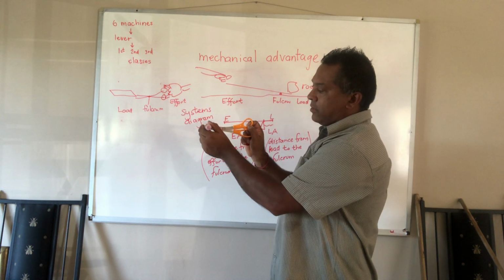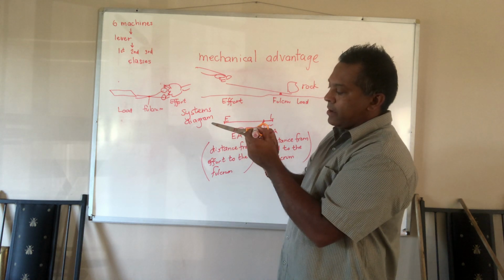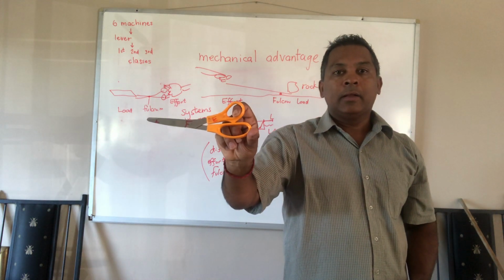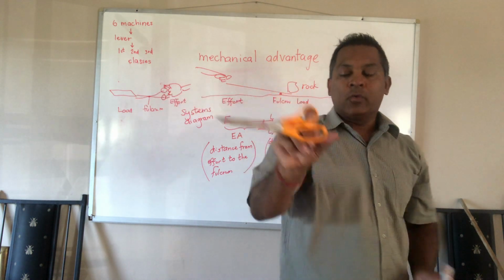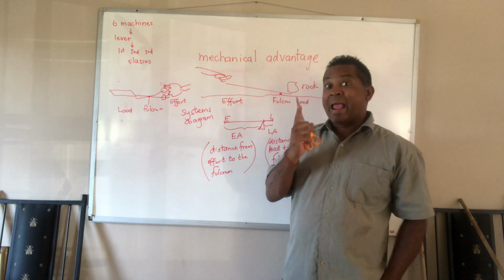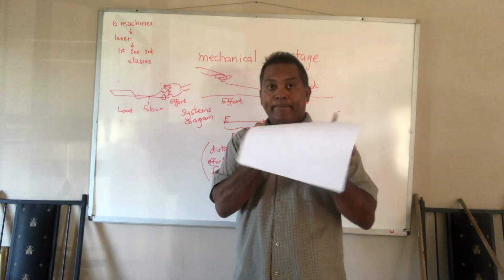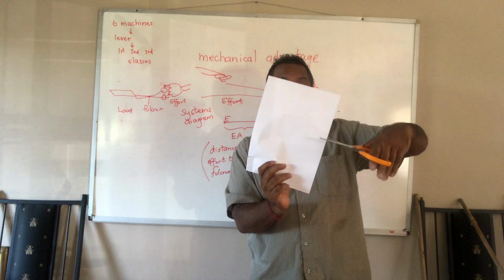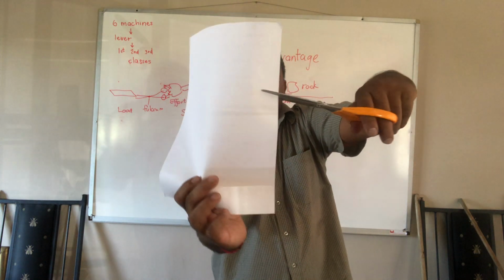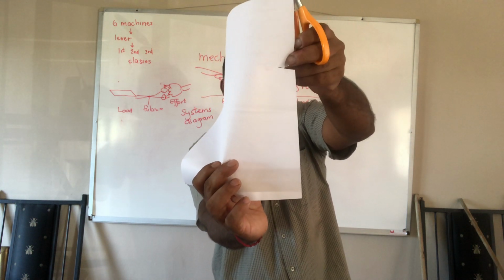F, R, and then E. Okay, so now I'm going to use it to show you mechanical advantage. I have a sheet of paper and I cut. I use the tip, as you can see. I made my cut very simple, very easy on the hand.